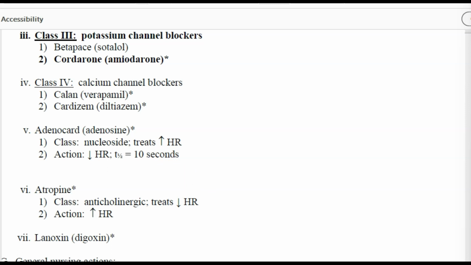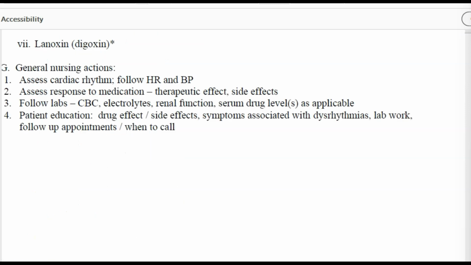Anyhow, next would be atropine. The class of atropine is anticholinergic, and opposite of adenosine, atropine is used to treat decreased heart rate or bradycardia. So the action of that is it increases the heart rate. And another medication is Lanoxin or digoxin, which we previously talked about. It is a cardiac glycoside, and you need to know about this medication. Although it's no longer a primary medication that we use to treat CHF, it's still used for cardiac dysrhythmias.